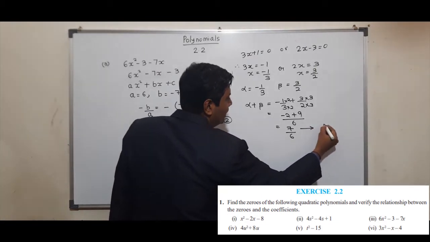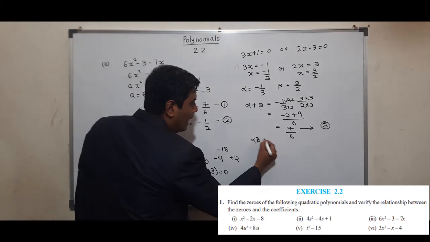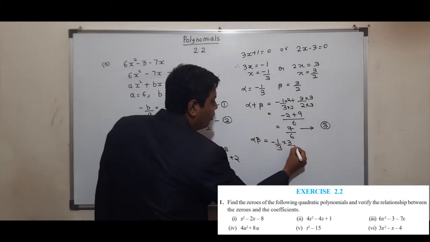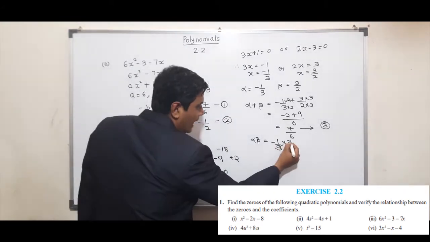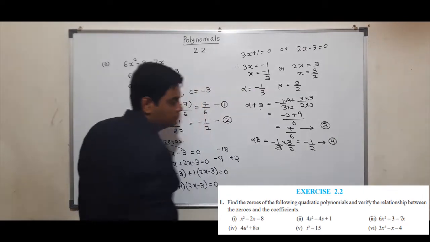Name this as equation 3. What is alpha into beta? Alpha into beta is minus 1 upon 3 into 3 upon 2. 3 gets cancelled. Answer is minus 1 upon 2, equation 4.